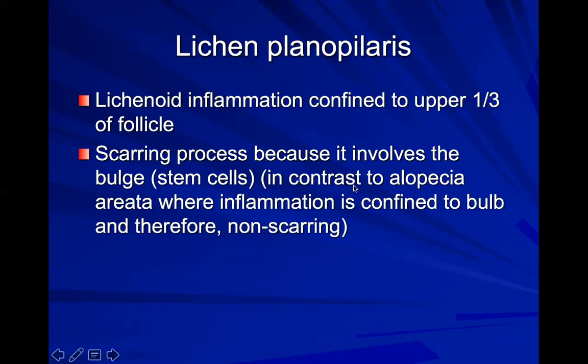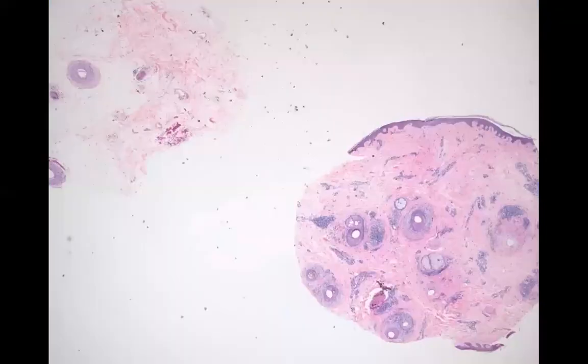In contrast, you see almost just as much inflammation in alopecia areata, but the inflammation there is confined to the bulb, the bottom blue part of the follicle. And therefore you don't see scarring, because that's not where you manufacture a new follicle from. Your bulge is still intact, okay?